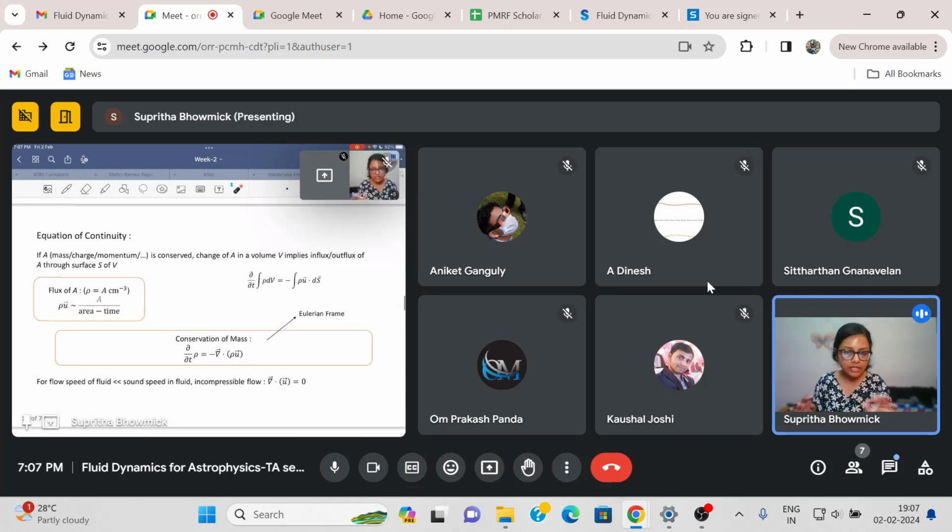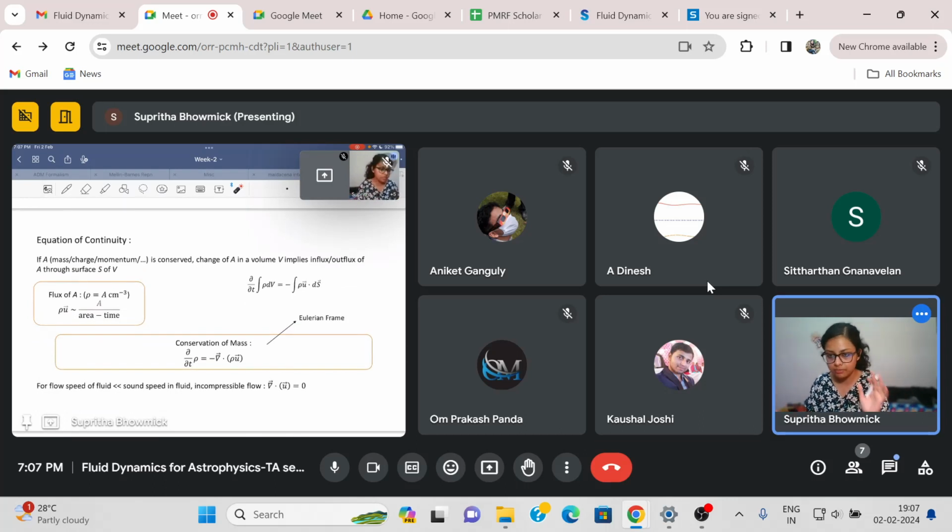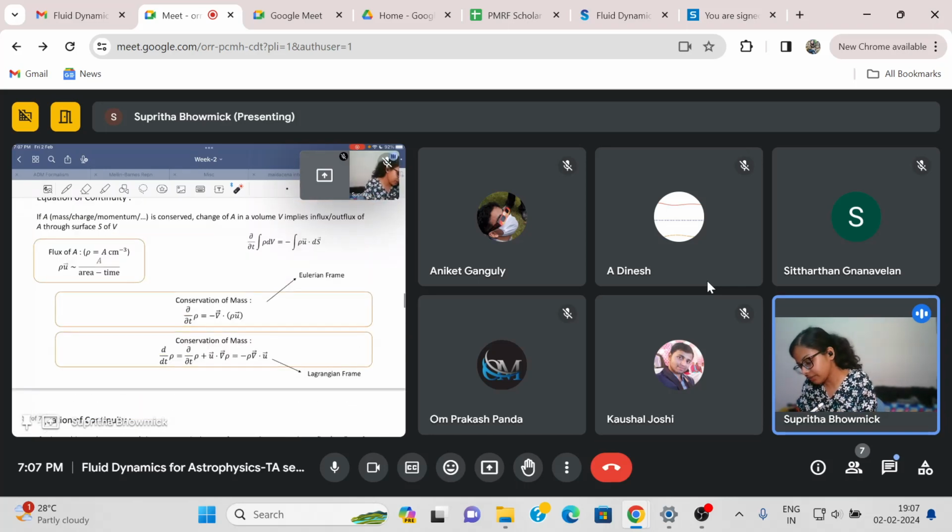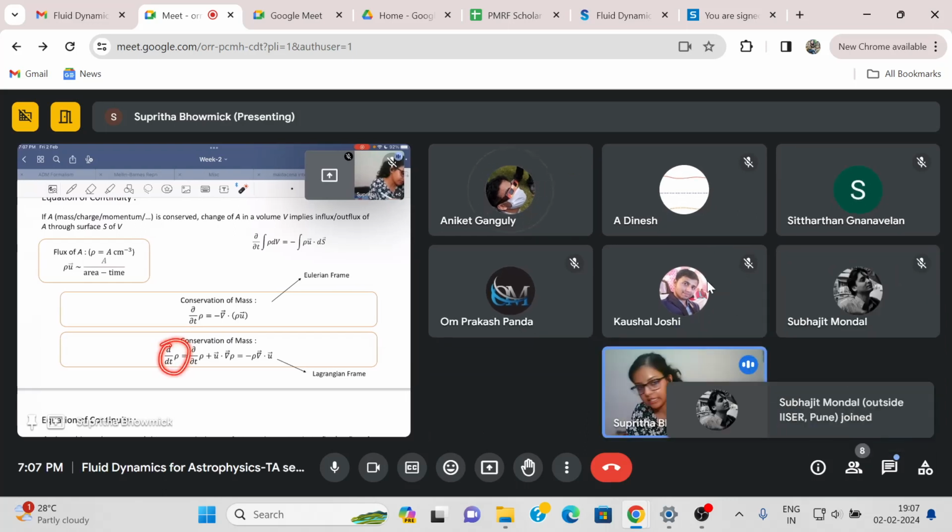So this is just a very quick recap of the things that have been covered. Just pause me and ask questions if you have any. Okay. And once again, if you have an incompressible flow, which means that the density derivative is zero.